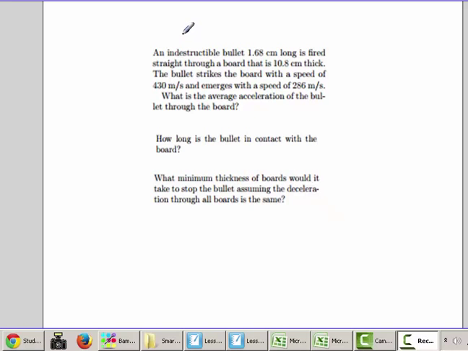This is Dr. Holt. This UT problem is on a bullet striking a board and traveling at different velocities. We're going to find out the answers to what is the average acceleration of the bullet through the board, how long is the bullet in contact with the board, and what minimum thickness of boards would be needed to stop the bullet, assuming the deceleration through all boards is the same.